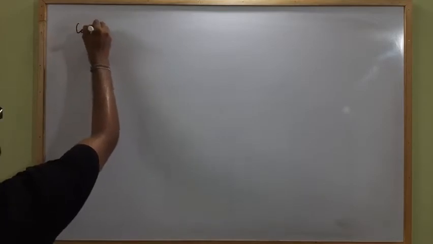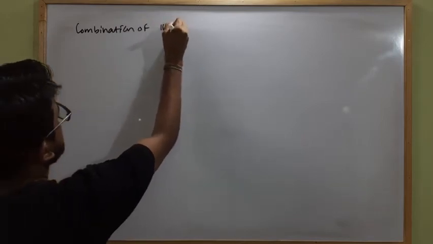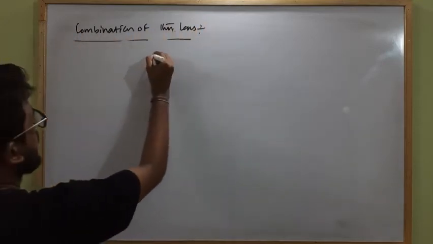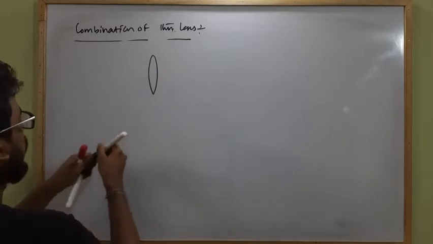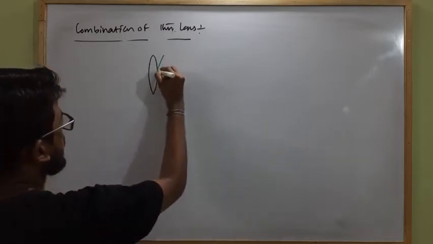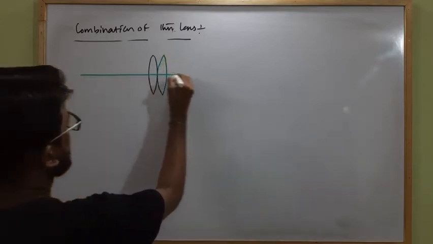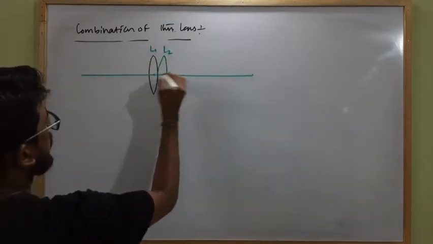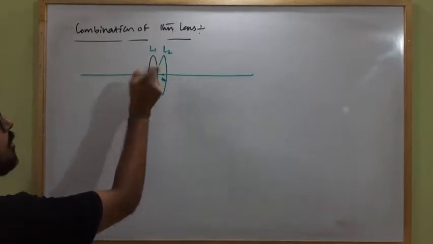So combination of thin lens. Okay. So if there are two lenses which are closely attached with each other, okay, this is the principal axis, this is lens 1, this is lens 2, this is the optical center O1, O2. These are very thin, so the gap O1, O2 is negligible.